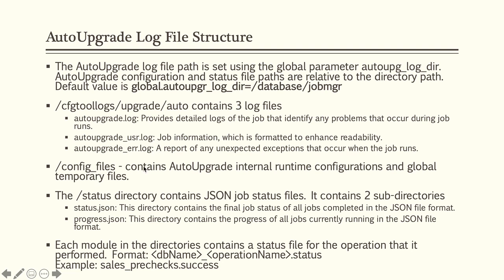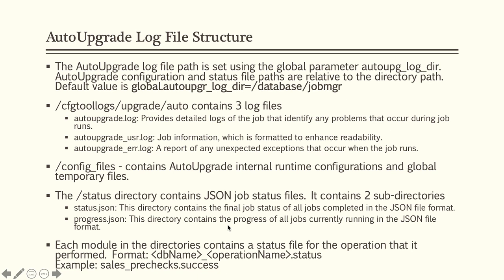Then there's a config files directory which is internally consumed. As I said, there are temporary and global parameter files configured by the auto upgrade during the process. If you want to see those config files, inside this global upgrade directory, you will see something called config files, and there you can locate all your config files used by the auto upgrade. And then there's a status directory which has JSON files. Those JSON files indicate the latest up to date status of the jobs that you are running, and the progress made by those jobs can be tracked using the progress.json file.